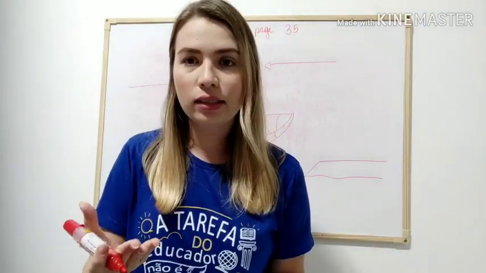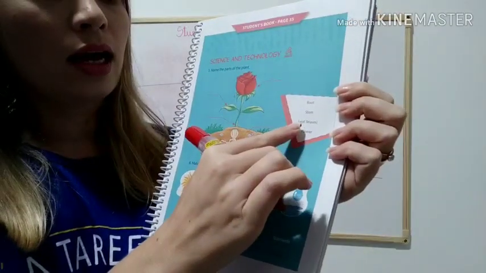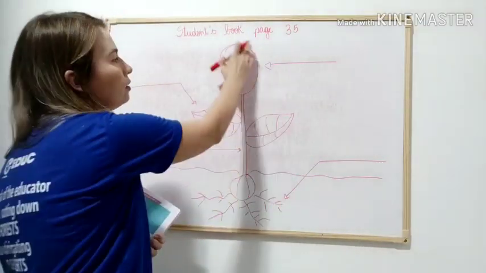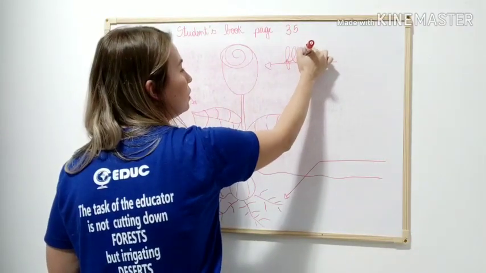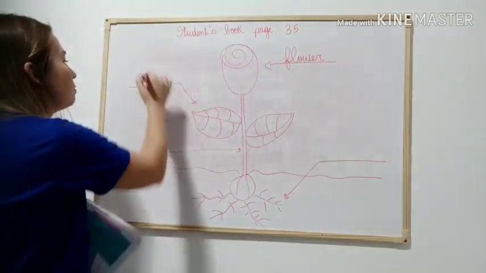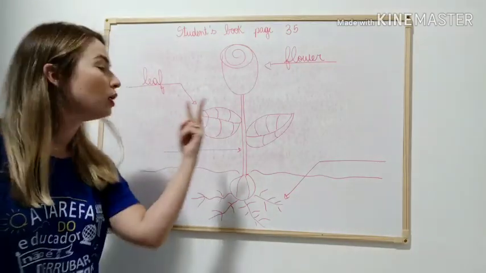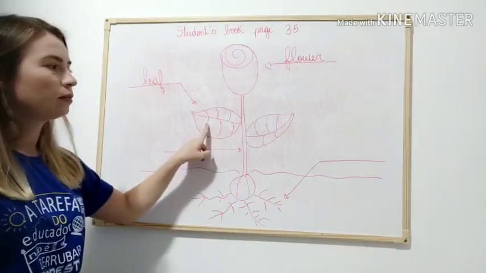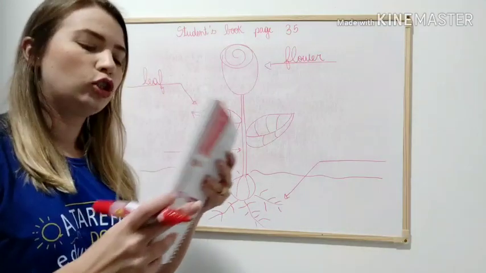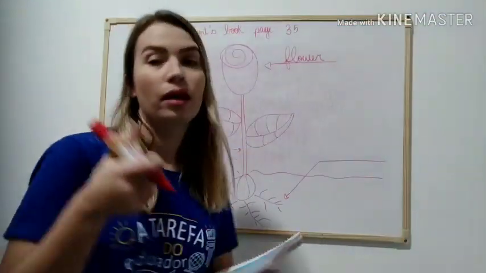Now, we are going to complete with the words. These words. Look, we have root, stem, leaf, and flower. Pay attention. This is the flower. Only this. Flower. Okay? This is the leaf. Leaf. We say one leaf, two leaves. Plural leaves, two leaves, look, one leaf, two leaves, good.